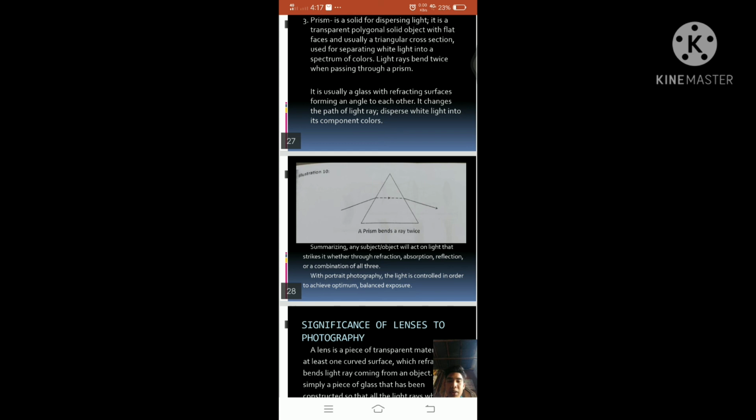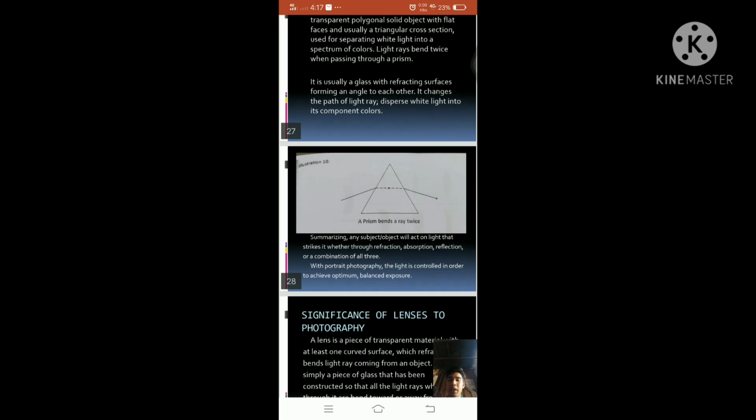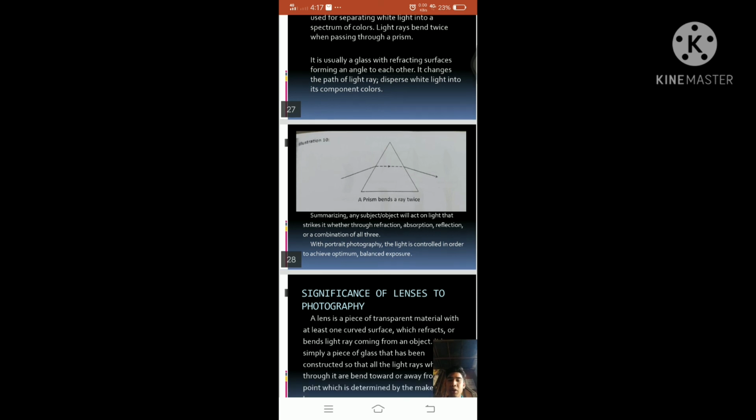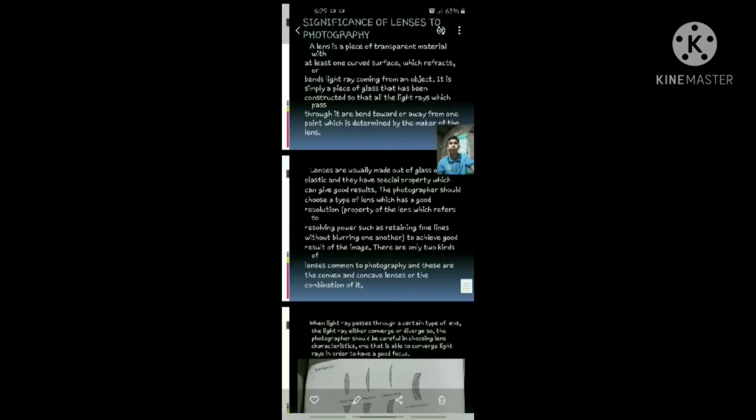Any subject will act on light that strikes it, whether through refraction, absorption, reflection, or a combination of all three. With photography, the light is controlled in order to achieve an optimum balanced exposure. Significance of lenses to photography.